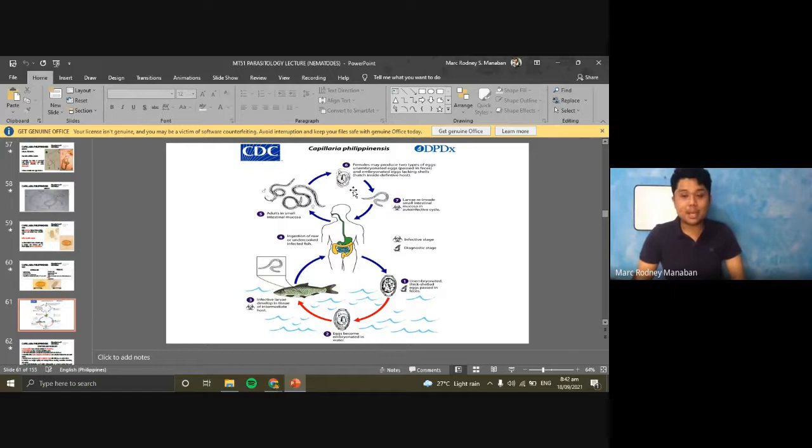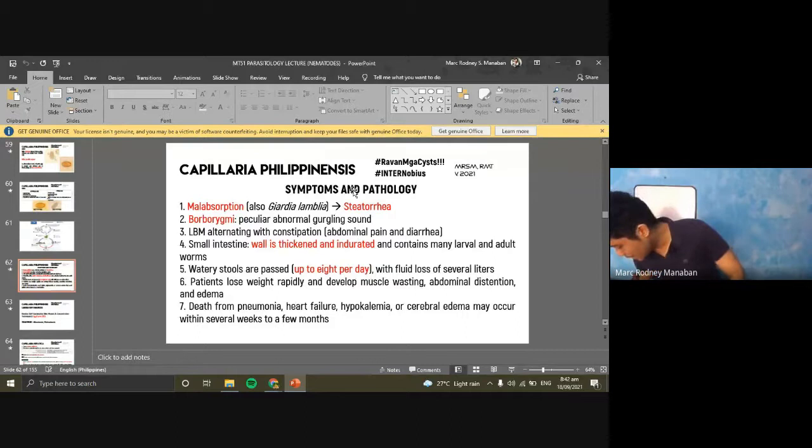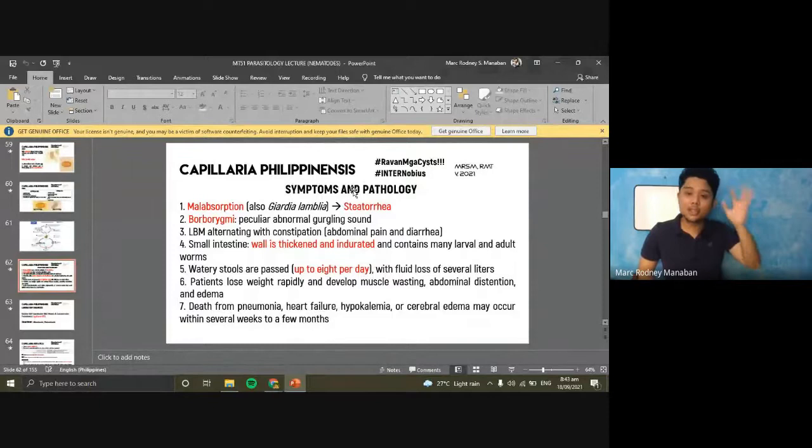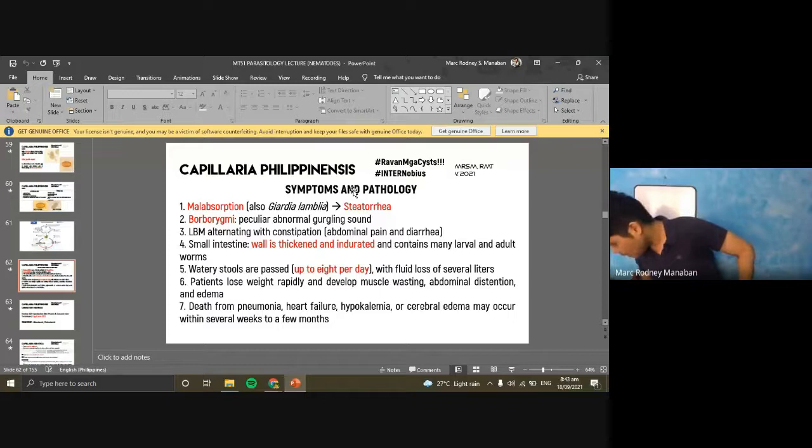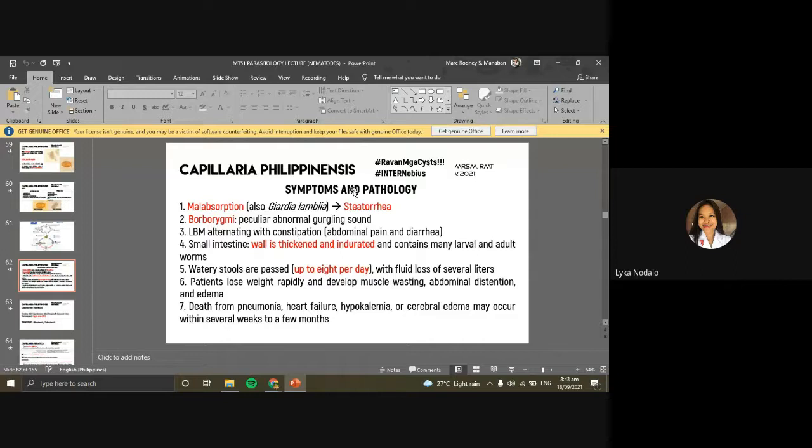Okay. All right. Now, for the symptoms and pathology, very important because Capillaria causes malabsorption. So, similar to Giardia lamblia. Please take note. Because the adult worms of Capillaria burrow, all right? They burrow into the wall of your intestine, the small intestine, especially the jejunum. So what happens is, of course, there are worms attached there, so nutrient absorption cannot happen, all right? So that's why it can cause malabsorption and also steatorrhea. Right? Steatorrhea, what increases in your stool in steatorrhea? Increased fats. Okay, very good. Increased fats.